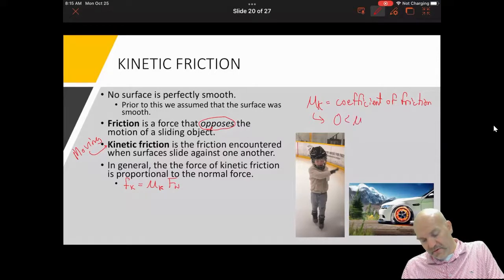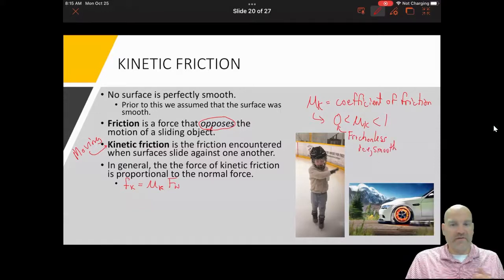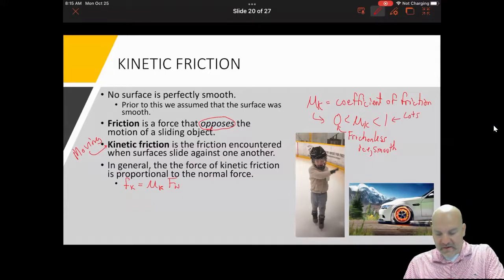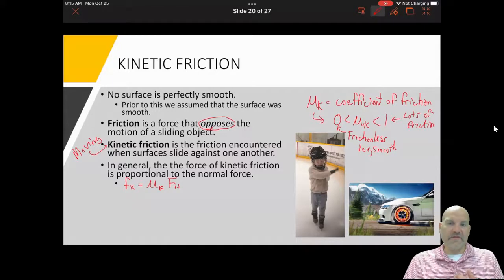Generally, it's between 0 and 1, where a mu of 0 means frictionless. So you may see words like ice or smooth. These are all trigger words that say it's a frictionless surface. And if the coefficient of friction is closer to 1, it's usually lots of friction. It's very hard to move the object.